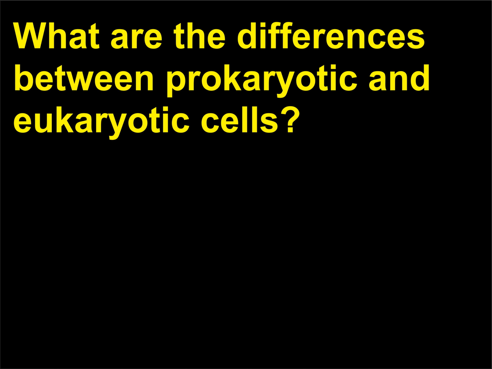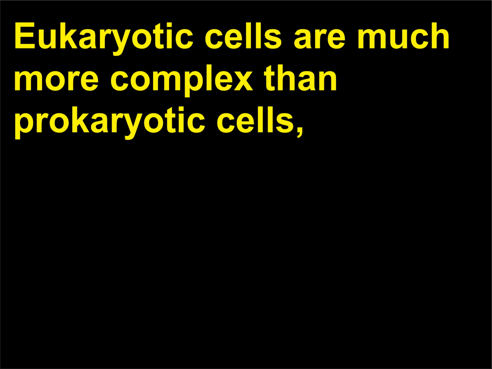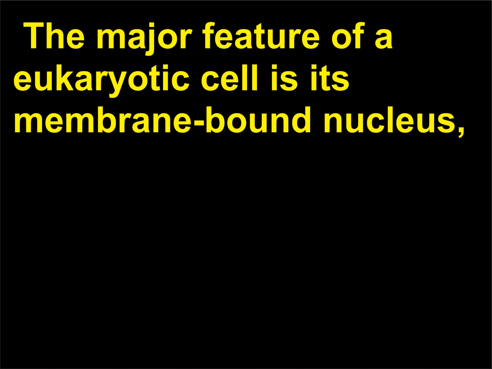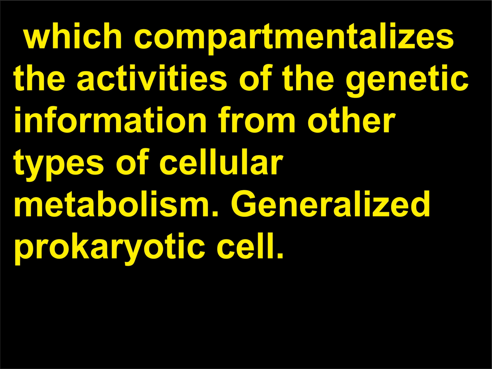What are the differences between prokaryotic and eukaryotic cells? Eukaryotic cells are much more complex than prokaryotic cells, having compartmentalized interiors and membrane-bound organelles within their cytoplasm. The major feature of a eukaryotic cell is its membrane-bound nucleus, which compartmentalizes the activities of the genetic information from other types of cellular metabolism. Generalized prokaryotic cell.